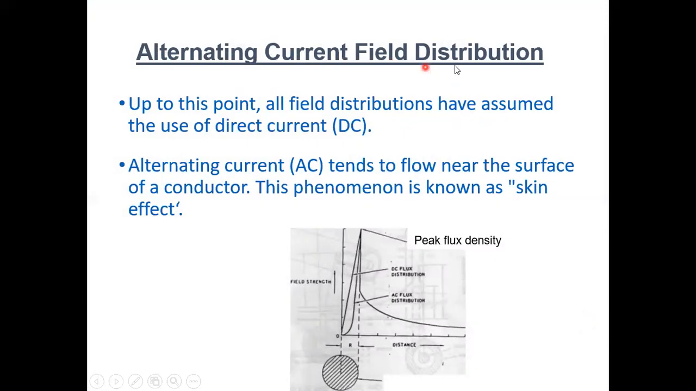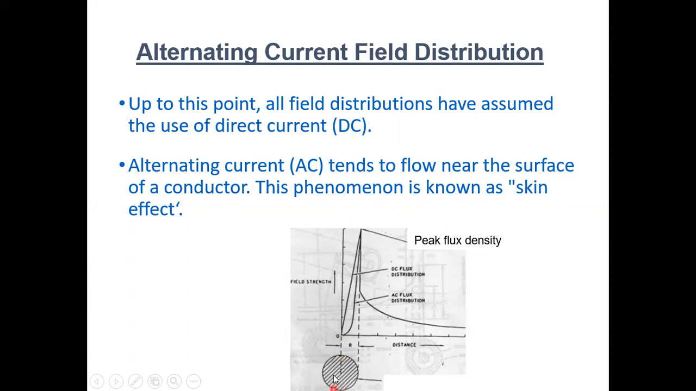Now here is the alternating current field distribution. See here, this is the alternating current curve and this is the direct current curve. Suppose we are giving AC current, then what will be the effect on the magnetic field on the OD and outside? Similarly, we will study what the effect is if we are giving DC. Up to this point, all field distribution has assumed the use of direct current. Alternating current tends to flow near the surface of the conductor. This phenomenon is known as skin effect.